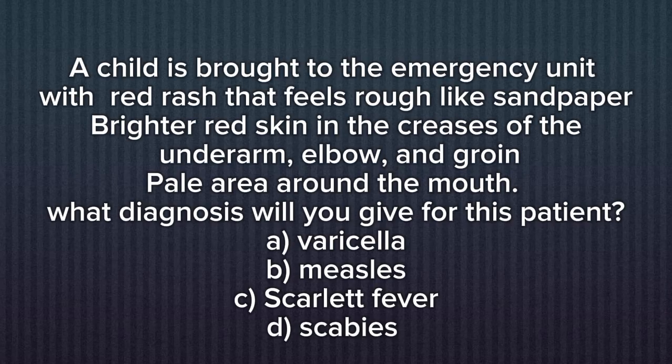A child is brought to the emergency unit with a red rash that feels rough like sandpaper, brighter red skin in the creases of the underarm, elbow and groin, and a pale area around the mouth. What diagnosis will you give for this patient? A. Varicella. B. Measles. C. Scarlet fever. D. Scabies.